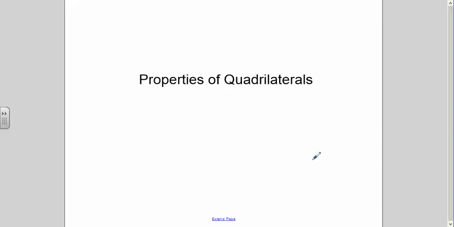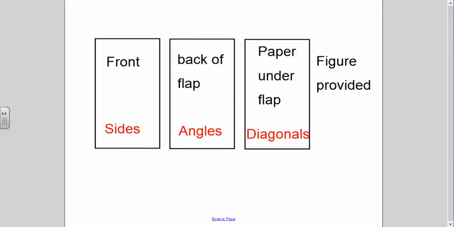It's time to talk about the properties of quadrilaterals. We're going to finish our notes on the foldable that I had you make in class. So on the foldable, you have a section for 6 different quadrilaterals.